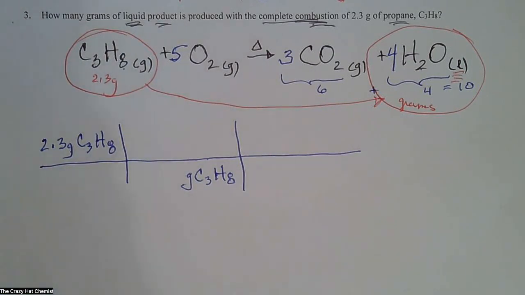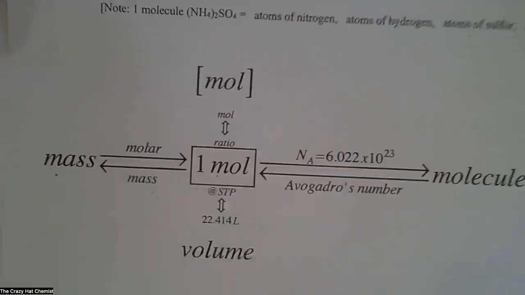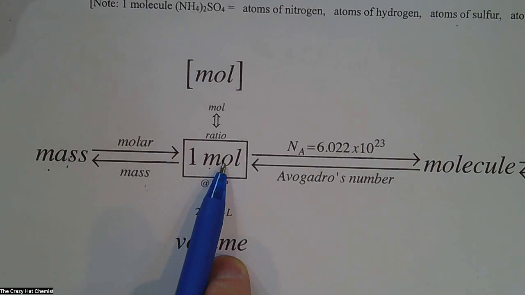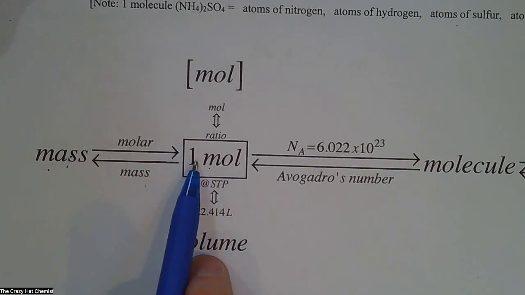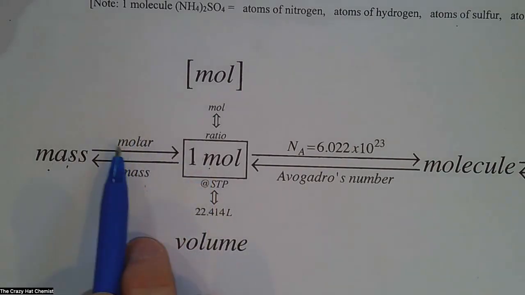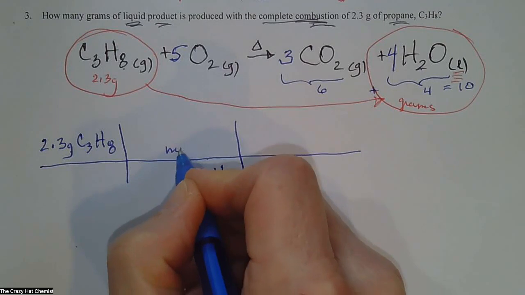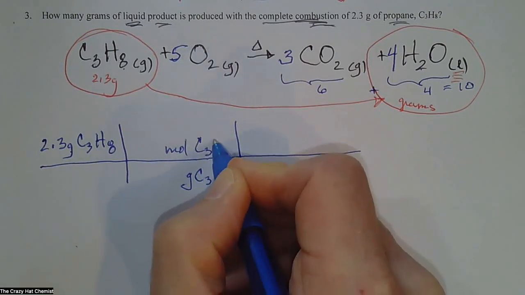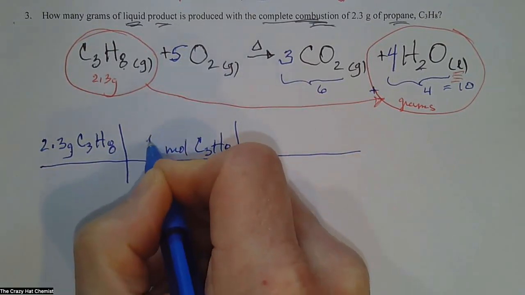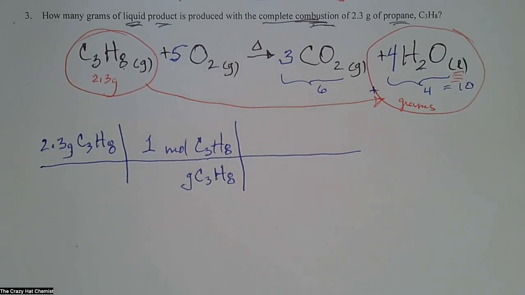And using our flow chart, we're going from mass to moles. How many moles? 1 mole. What is the conversion between mass and moles? The molar mass. So I am going to say moles of propane. How many moles? 1 mole. Okay, and then grams of propane is the molar mass of the propane.